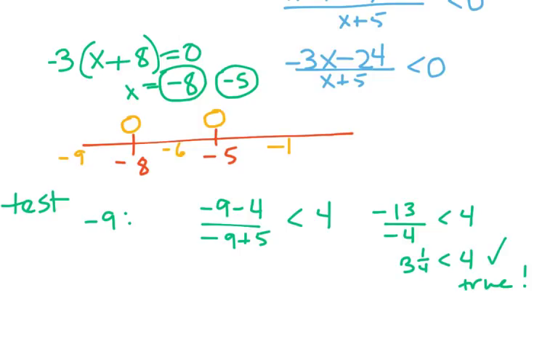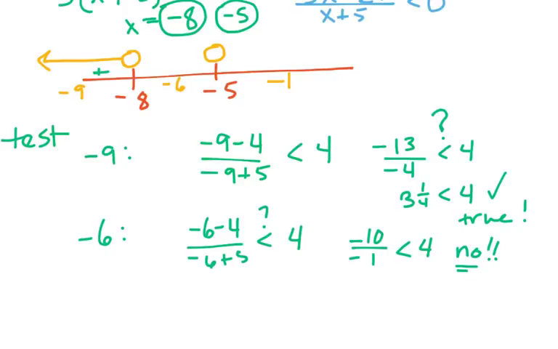Okay, I've tested negative 9. I plugged it into my original inequality, though you could plug it into either one, and I end up with negative 13 over negative 4 is less than 4. Is that true? It becomes a positive 3 1/4 is less than 4. That is true, so I could put a little plus for it being true. I could also say, yes, all of these values less than negative 8 make this inequality true.